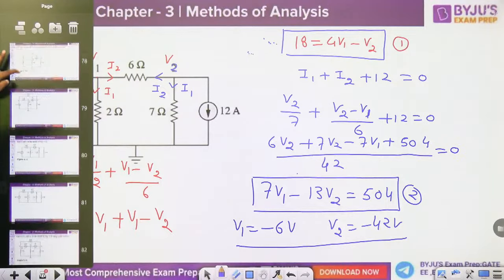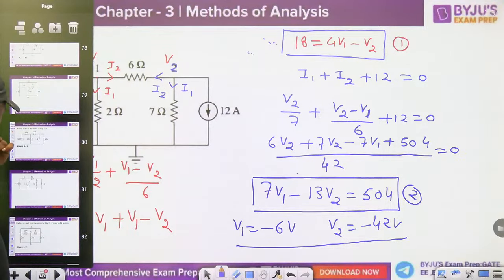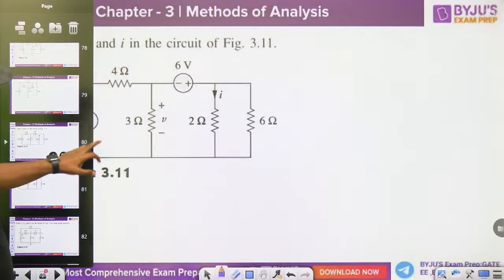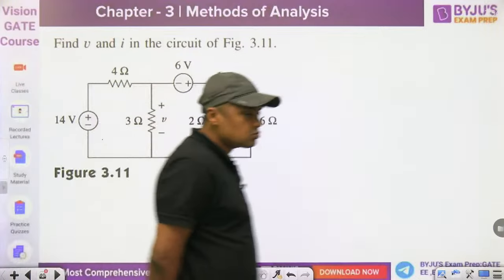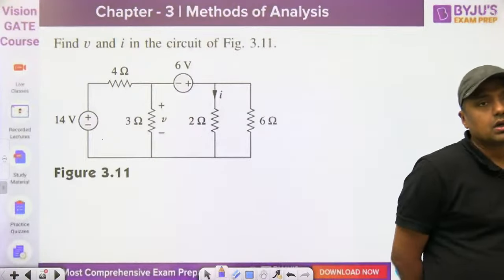One minute, we just want to solve one question by using super nodal analysis. This one: find V and I in the circuit of the figure. This is called super nodal analysis, not mesh, super nodal analysis.